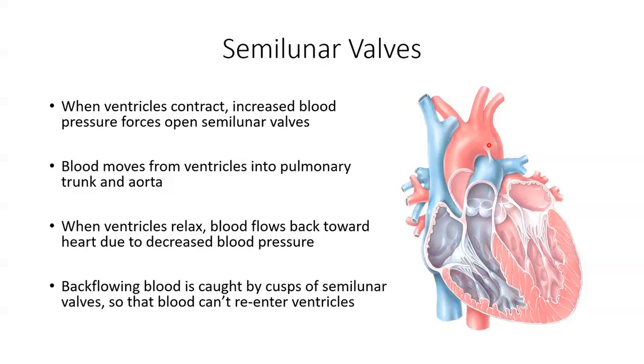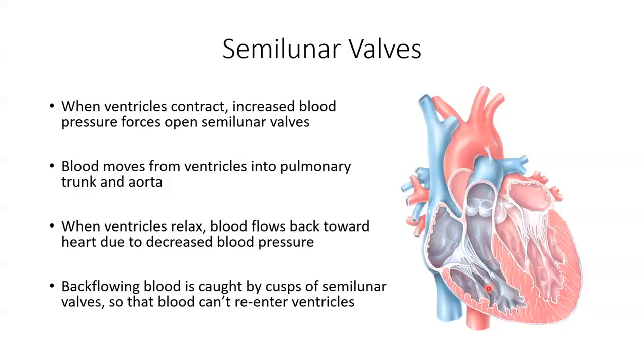Looking at our semilunar valves, they work in a slightly different way. Our semilunar, or aortic and pulmonary, valves are termed semilunar because they're made up of 3 crescent moon-shaped cusps or flaps. Each of those cusps or flaps is attached to the corresponding arterial wall, so either our pulmonary trunk or the aorta. Now, the semilunar valves work by allowing the ejection of blood from the ventricles into the arteries, but preventing the backflow of blood back into the ventricles when they relax.